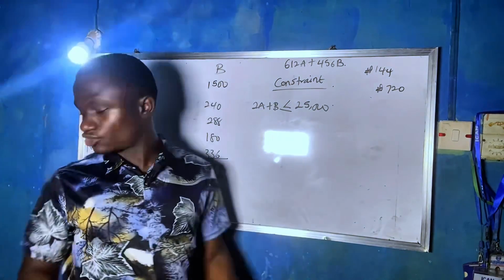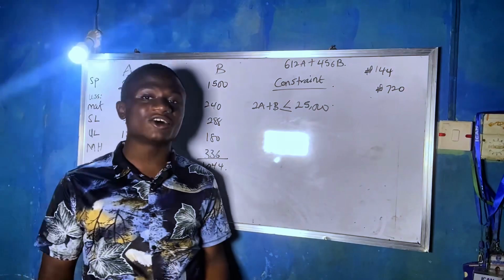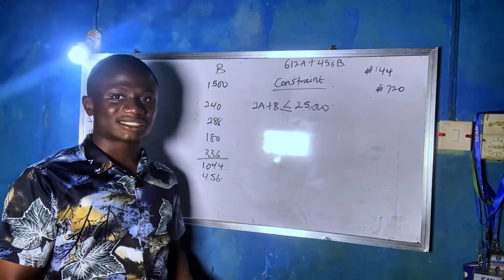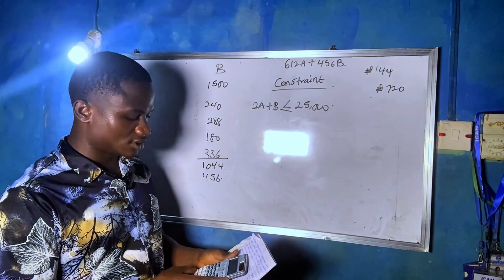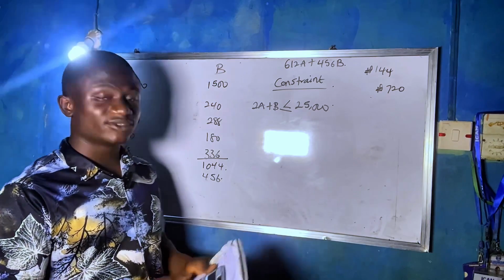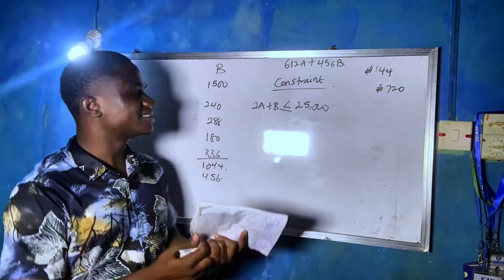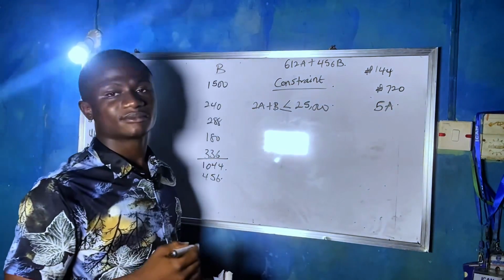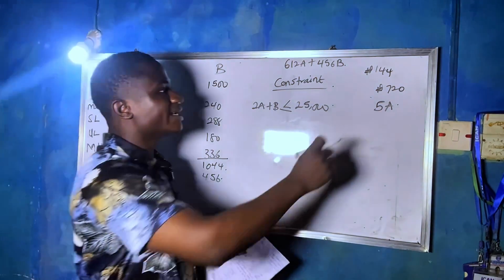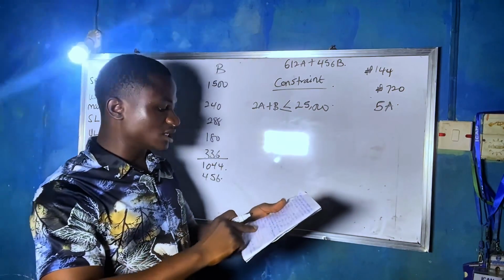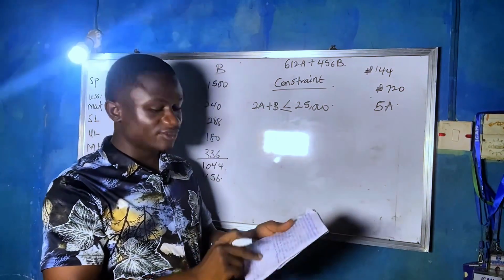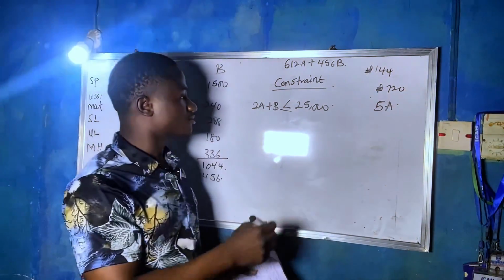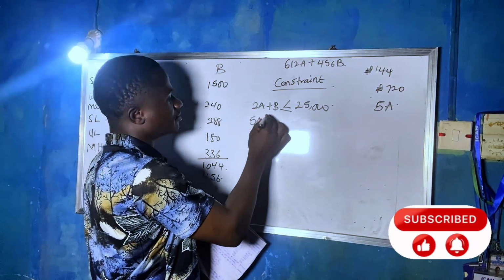So if you divide 720 by 144, it will give you how many skilled labor hours A is using. 720 divided by 144 gives you 5. So A needs 5 hours of skilled labor, which is 5A. I'm expressing it in hours because our skilled labor, which is given in the question, was expressed in hours. So I'll come here, 5A plus.